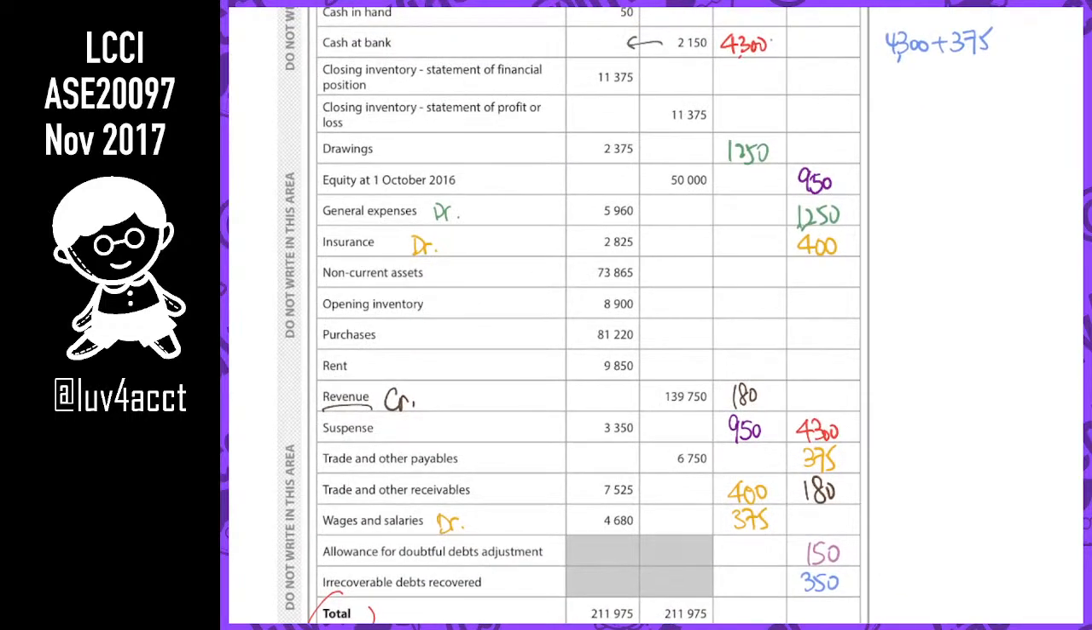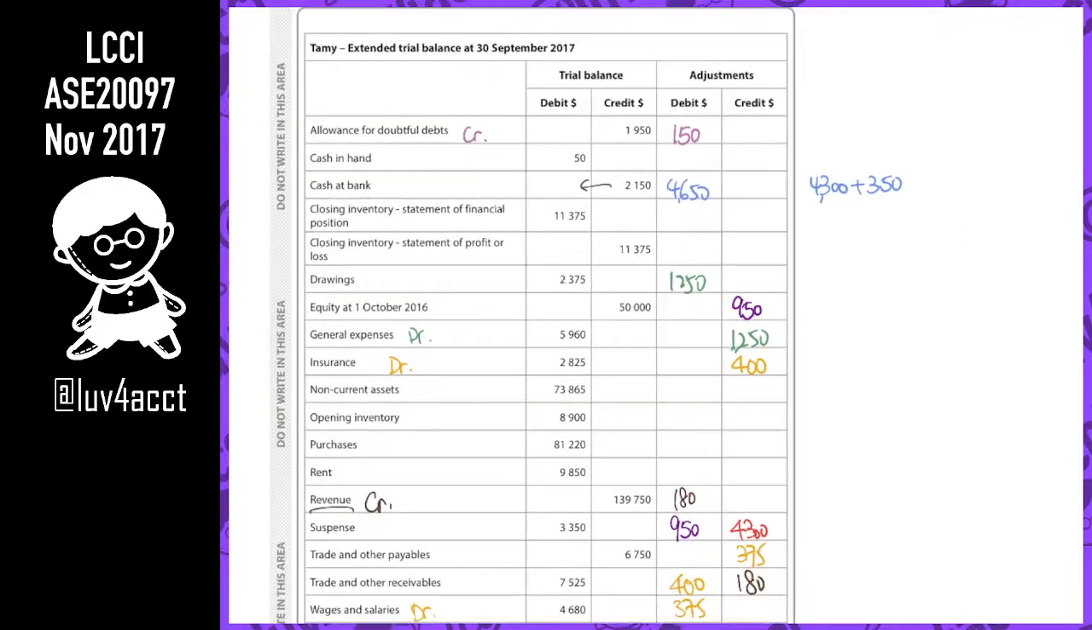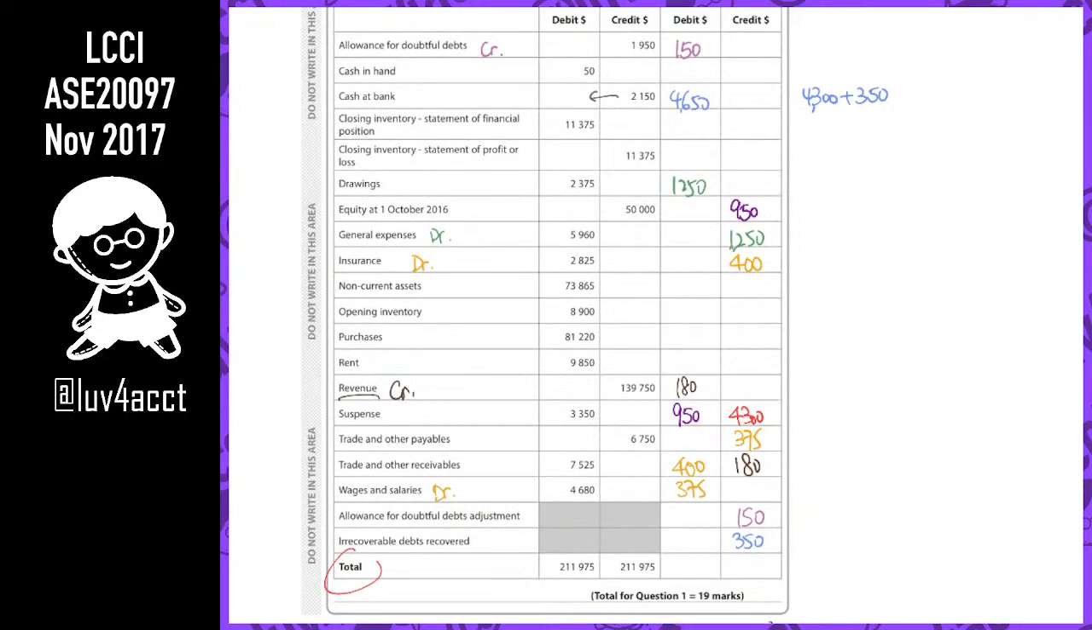Is it 350? 350. So it would be 4,650. Okay, so now it is done.